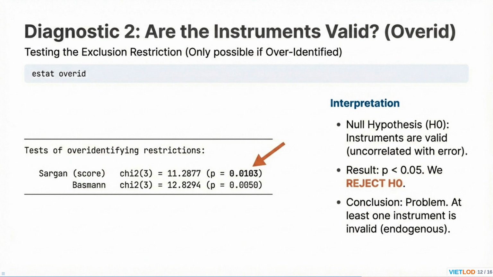If it were below 10, we'd have a weak instrument problem, risking a bias toward OLS results, and we need to consider alternative estimators like LIML or search for more powerful instruments.